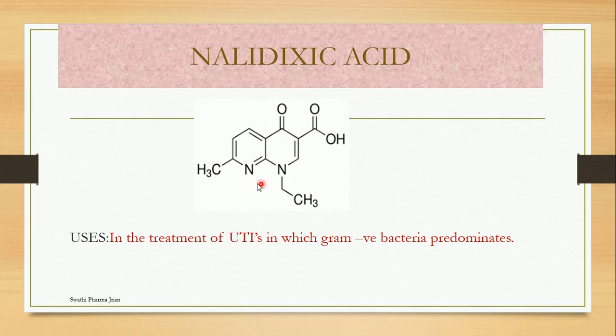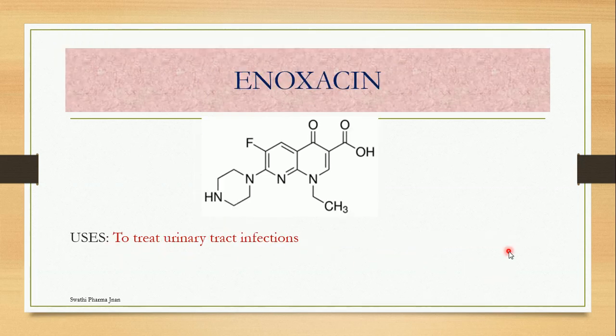Nalidixic acid is a 1,8 naphthalene, meaning at 8th position isosteric substitution has taken place with nitrogen in the place of carbon, and it contains an ethyl group at first position, carboxylic acid at third position, ketone group at fourth position, and methyl group at seventh position. That is a simple structure of nalidixic acid, but it shows very powerful antibacterial activity against various urinary tract infections, in which gram-negative bacteria predominate.